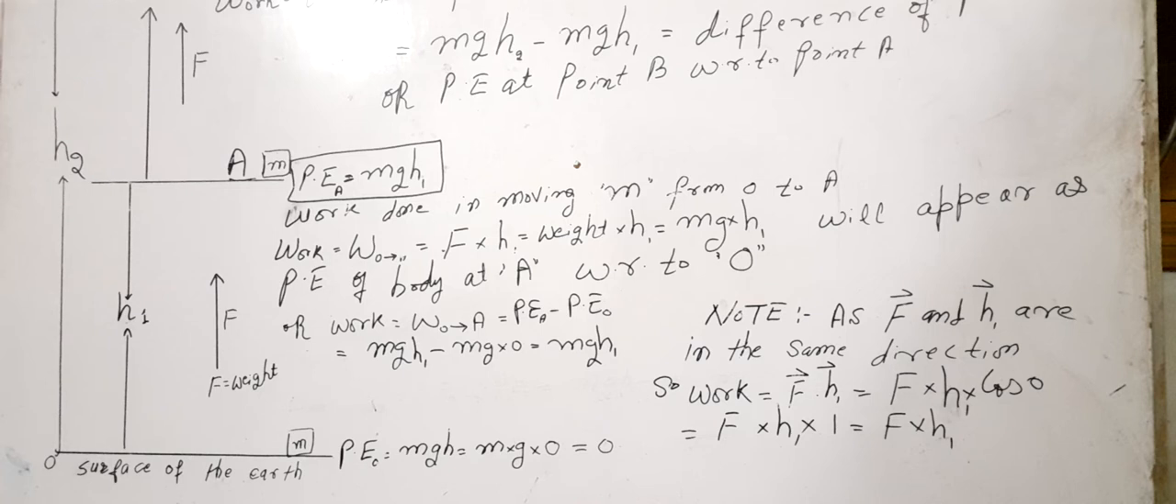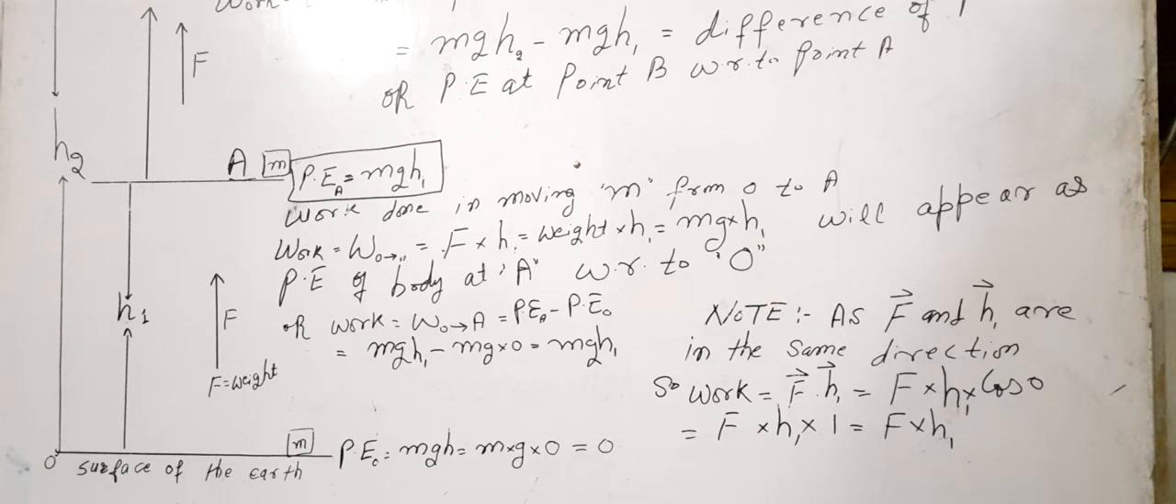It is the topic of class 9 physics book. In this topic, we will show that the work done in moving the body vertically up in the Earth's gravitational field will appear as the gravitational potential energy of the body. Here we will consider three cases.